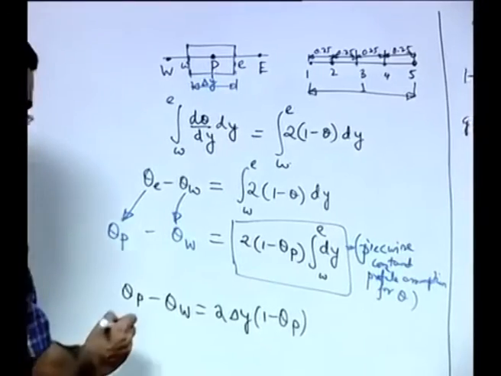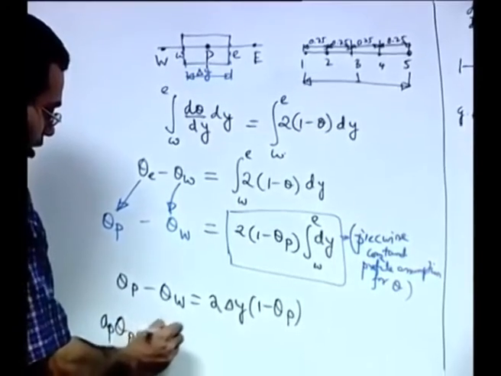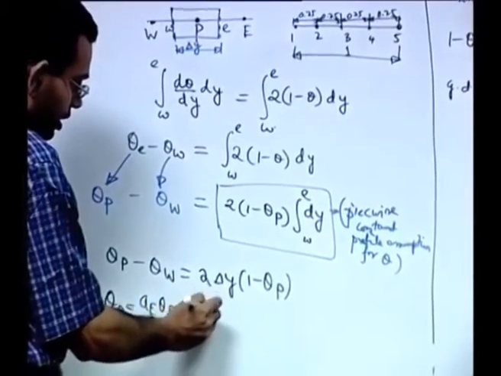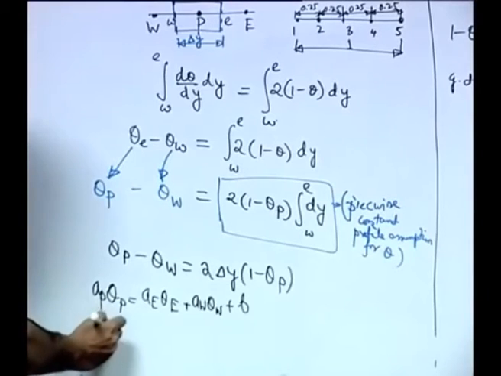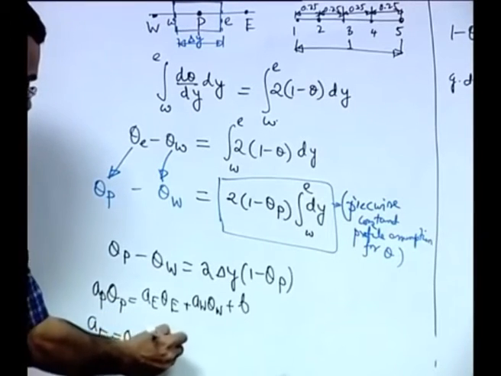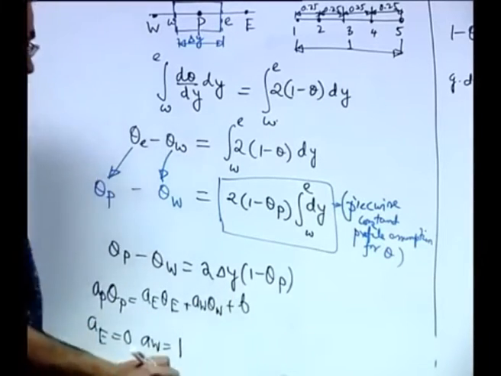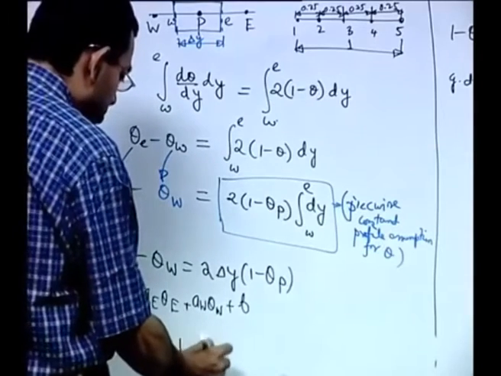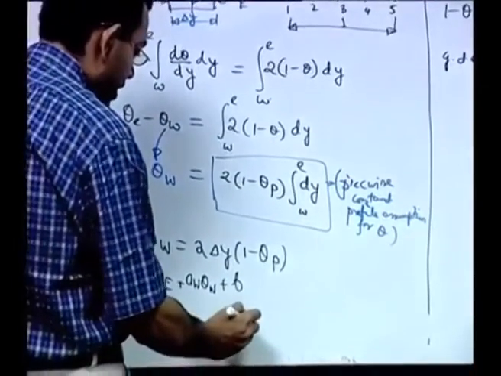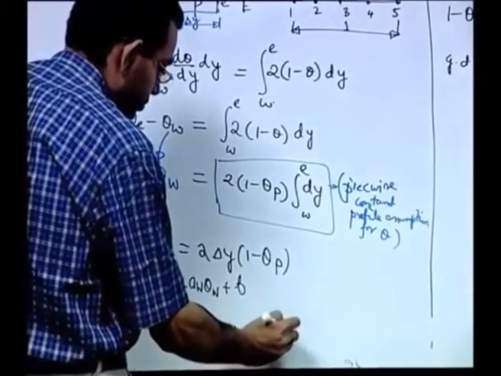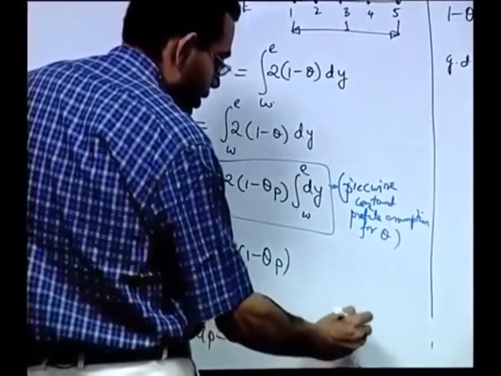So, this is of the form AP theta p is equal to AE theta e plus AW theta w plus B. What is AE? AE is 0. What is AW? 1. What is AP? 1 plus 2 delta y, and what is B? 2 delta y.